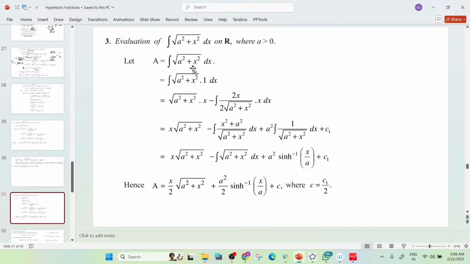By parts again, first function integral, second function, etc. Plus a square minus a square you will do again, and you get I in terms of I. Okay, and you got this result. Understood? Yes. Okay.